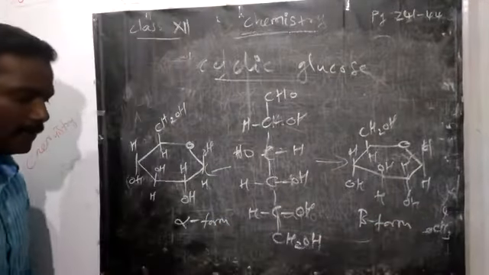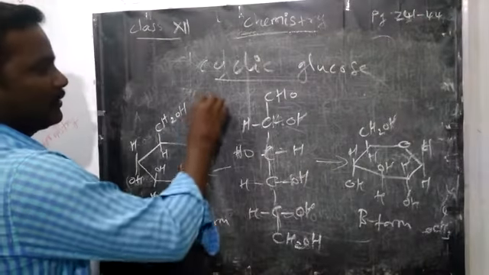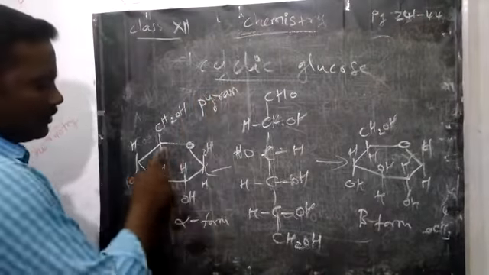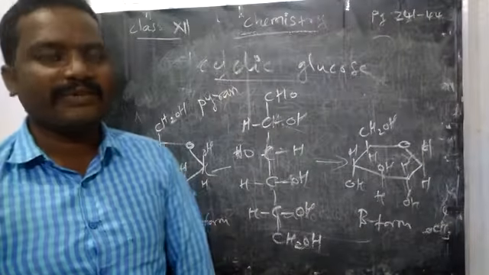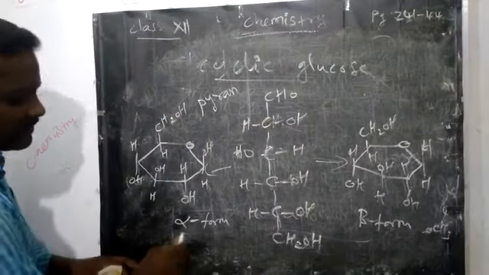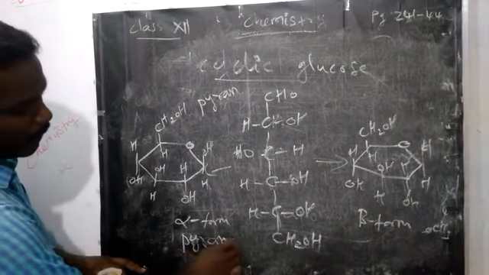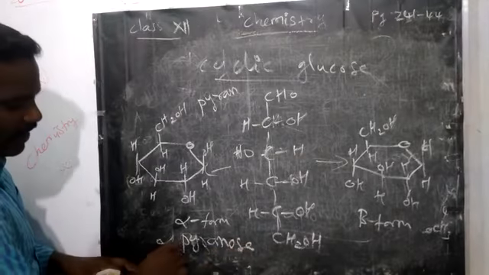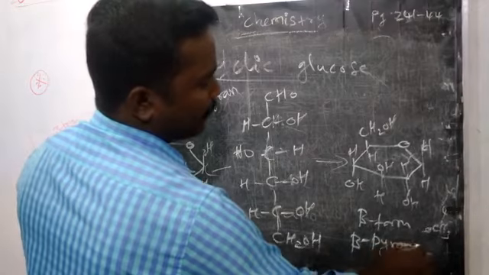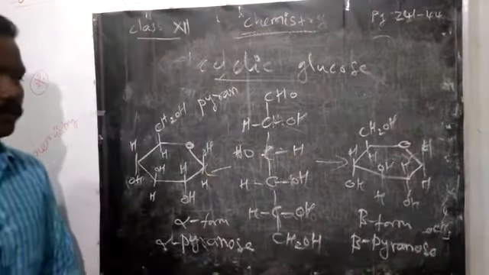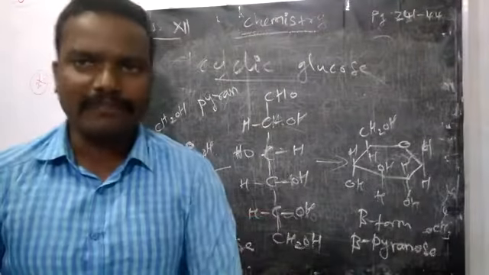This is also called by another name, similar to the pyran structure. See, 5 carbons and 1 oxygen in a single ring, we can say pyran. That's why we call it the pyranose form. This is the alpha pyranose form, and this is the beta pyranose form. So, just names.